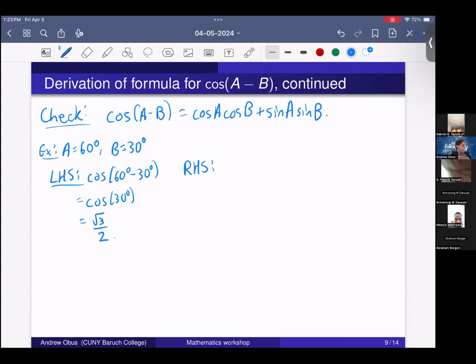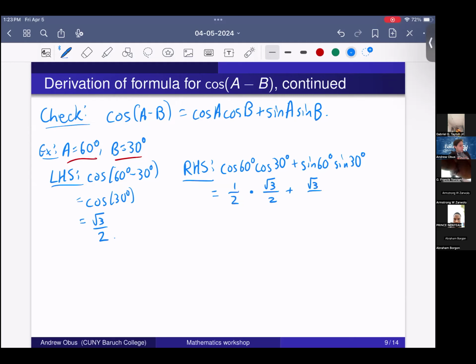Now, what happens on the right-hand side? Well, we get cosine of 60 degrees times cosine of 30 degrees plus sine of 60 degrees times sine of 30 degrees. I'm just plugging in A equals 60 degrees and B equals 30 degrees. So cosine of 60 degrees is 1/2. Cosine of 30 degrees is square root of 3 over 2. Plus sine of 60 degrees is square root of 3 over 2, and sine of 30 degrees is 1/2.